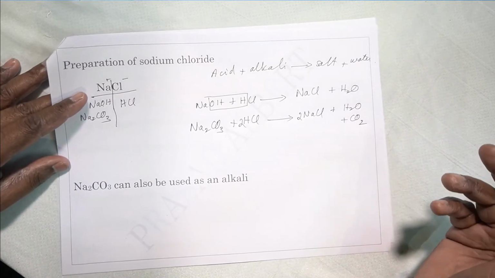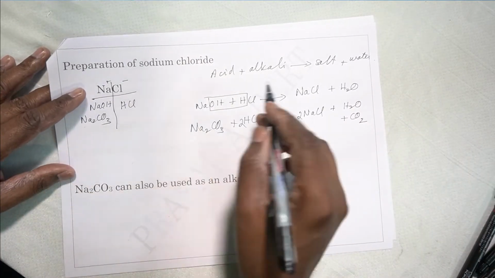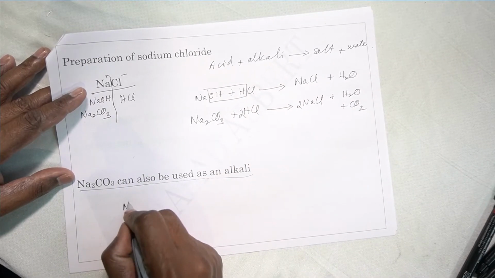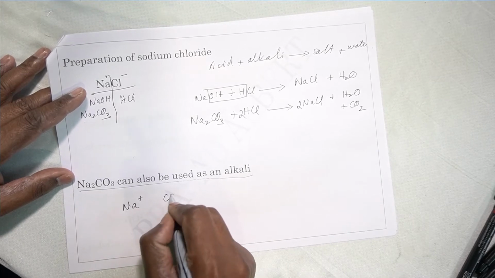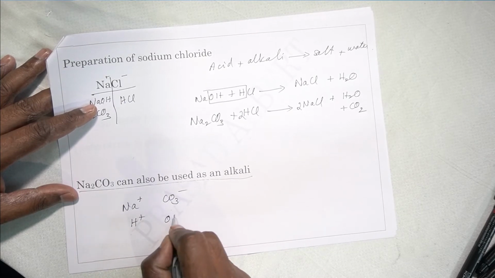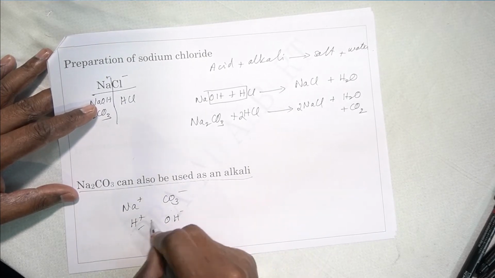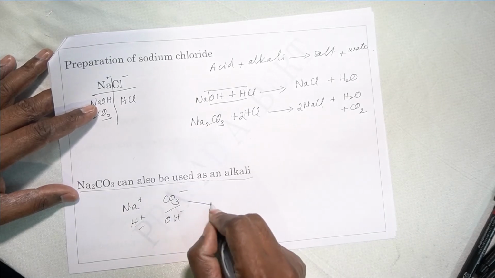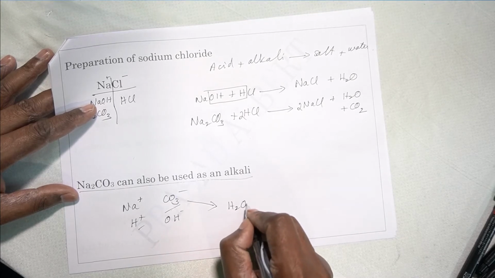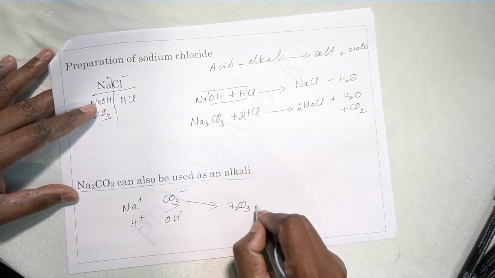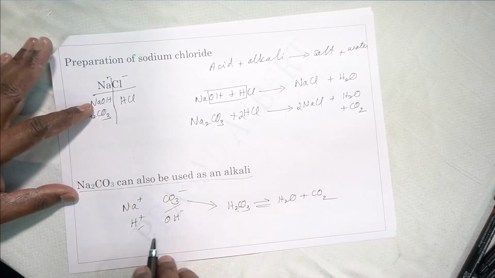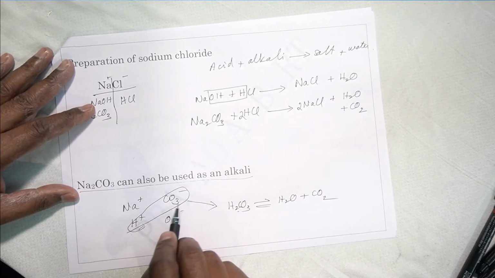Now some of you may be wondering why we are using sodium carbonate as an alkali. Sodium carbonate is used as an alkali because when it is dissolved in water, Na+ ions and carbonate ions are produced, and water splits into H+ and OH-. The H+ combines with the carbonate ion to form H2CO3, carbonic acid, which is quite unstable and splits into H2O and CO2. So this part gets eliminated.